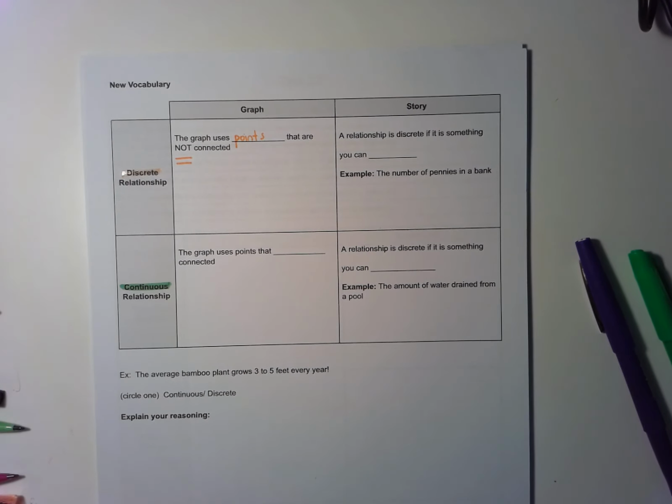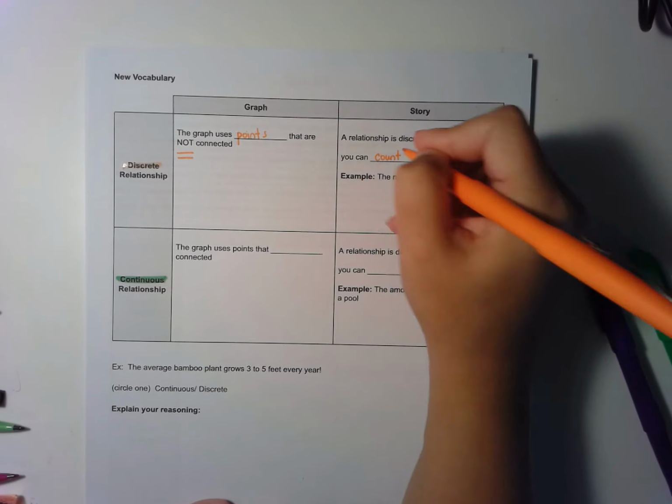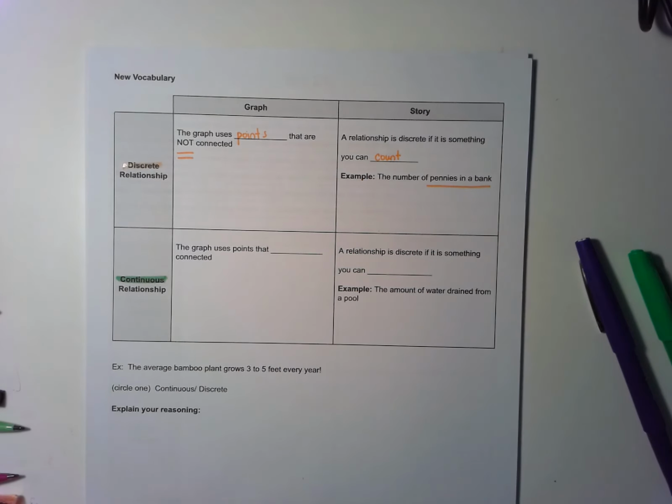A relationship is going to be discrete if it's something that you can count, like pennies in a bank. I wouldn't ever measure pennies. I wouldn't say, like, take out a measuring stick to figure out how many pennies there are. I would just say, here's how many pennies I could count them 1, 2, 3, 4, 5.